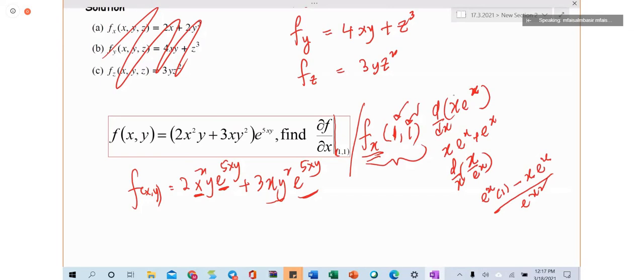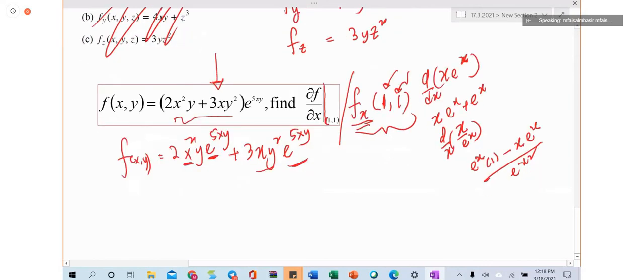So you have to apply the same thing, but you have to bear in mind which one is constant while differentiating. Let's say you differentiate with respect to x. So y is constant because the function is multivariable. You have more than one independent variable. If you differentiate with respect to y, you have to treat x as constant. If the function has three variables, differentiating with respect to x, then y and z are constant. But now the function has only two independent variables.